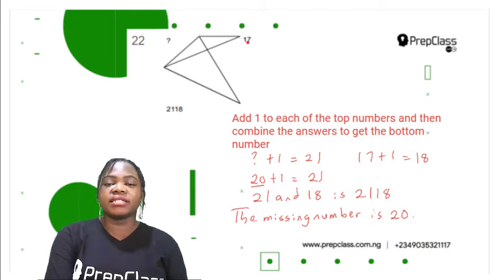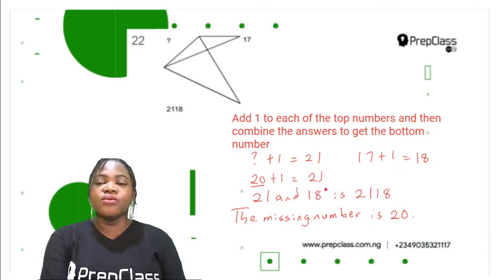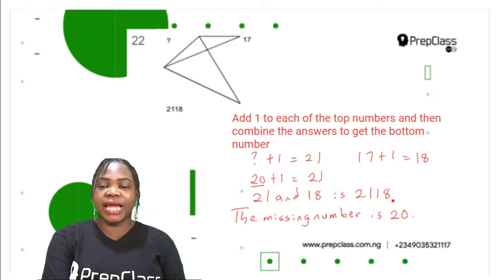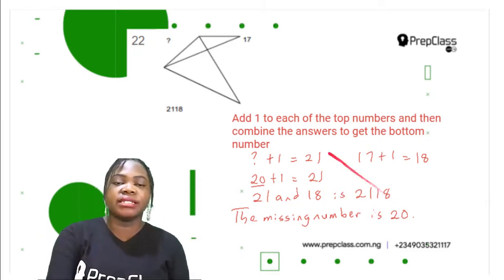Then the second top number is 17. 17 plus 1 is 18. So you can see that when we combine 21 and 18, we'll get 2118. So you can see that we are correct. The missing number here is 20.